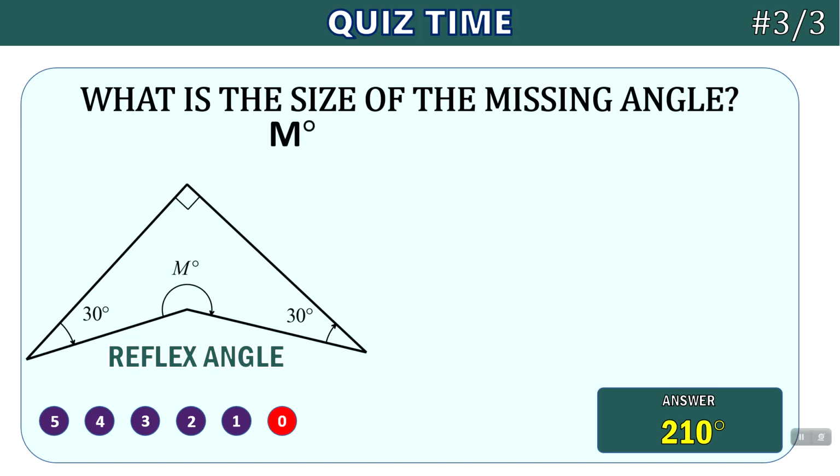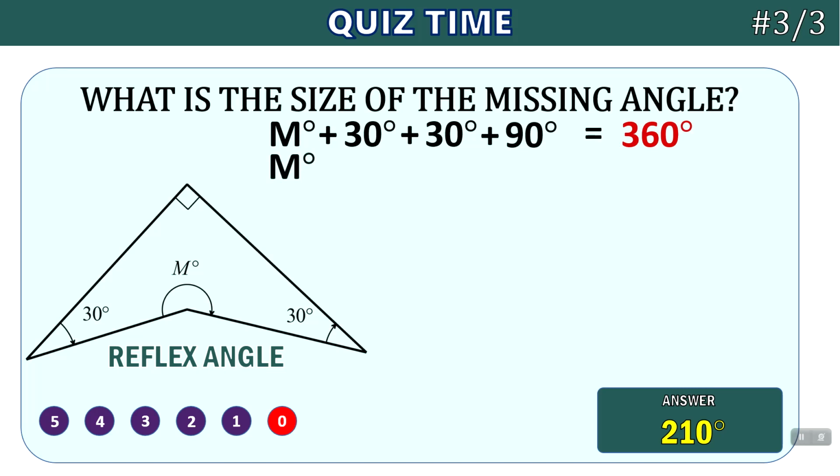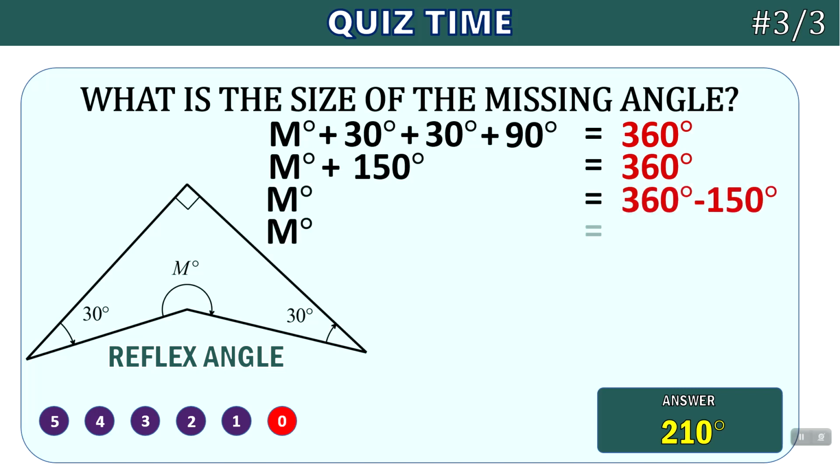So let's check. M plus 30 plus 30 plus 90 gives us 360. We know 30 and 30 is 60. 60 and 90 is 150. All of that equals 360. When you take away 150 from 360, you get 210 degrees.